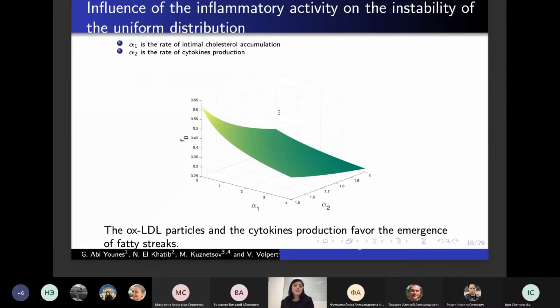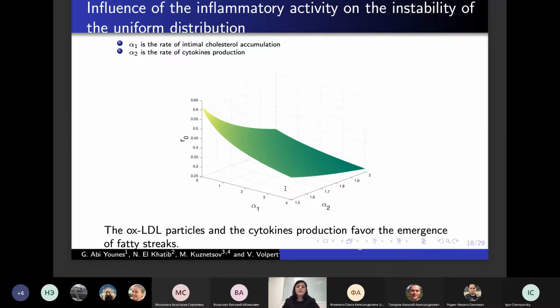Now we are interested in studying the influence of the inflammatory activity on the instability of the uniform distribution. Here we are studying the dependence of R0, the critical value of R for which the loss of stability occurs, on alpha 1, the rate of intimal cholesterol accumulation, and alpha 2, the rate of cytokines production. We can see clearly that when alpha 1 or alpha 2 increase, then R0 decreases.